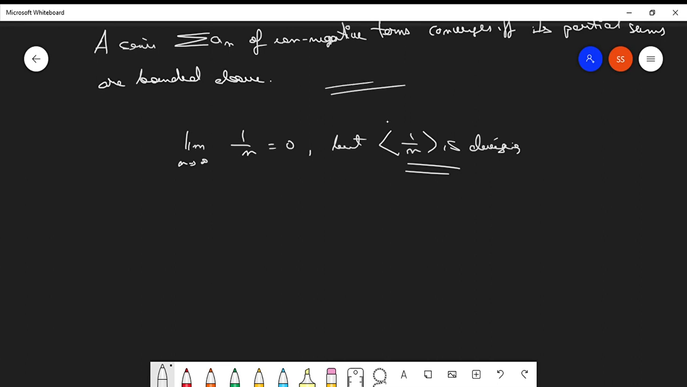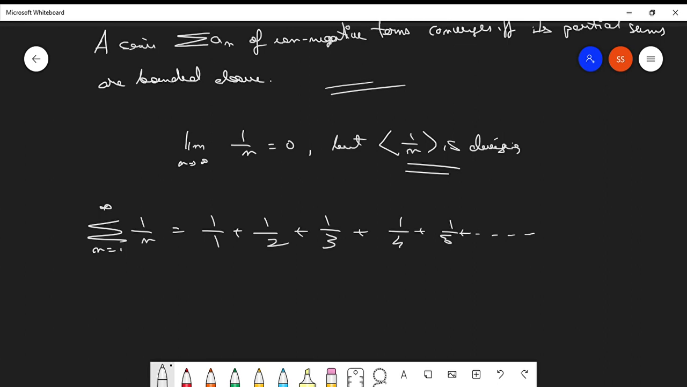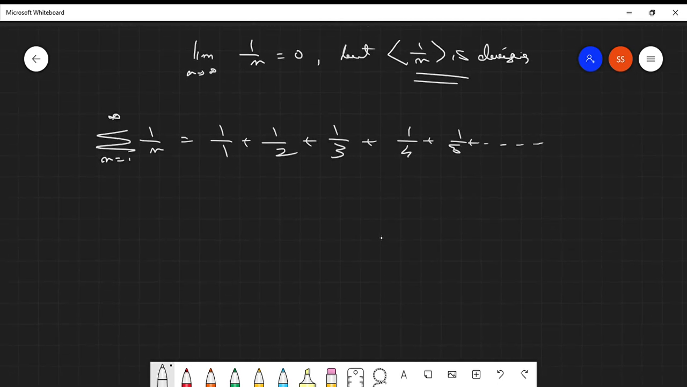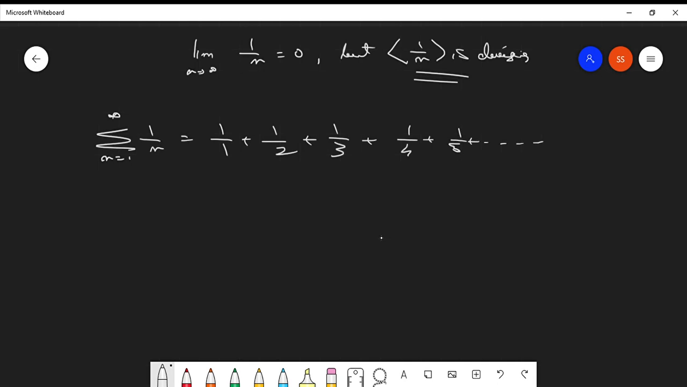So basically this series, n equals 1 to infinity of 1 over n, is 1 by 1 plus 1 by 2 plus 1 by 3, 1 by 4, 1 by 5, and so on. Now what we do is group elements of this series in such a way that we find that each of those groups is unbounded, or not bounded above, more specifically. Are you getting my point?